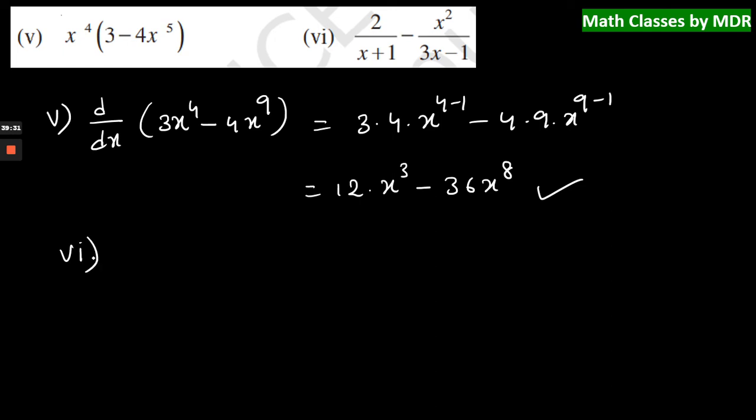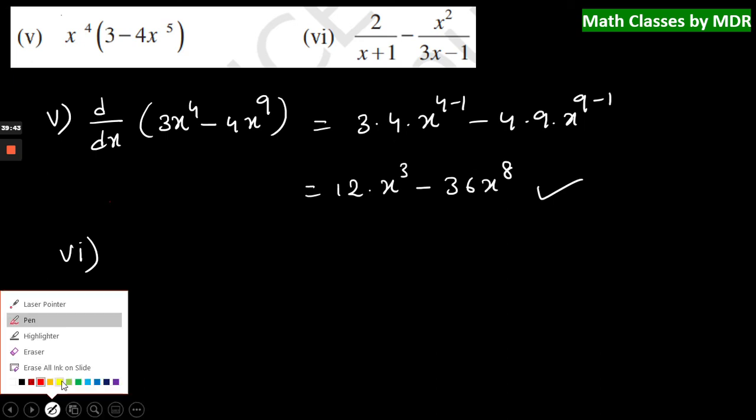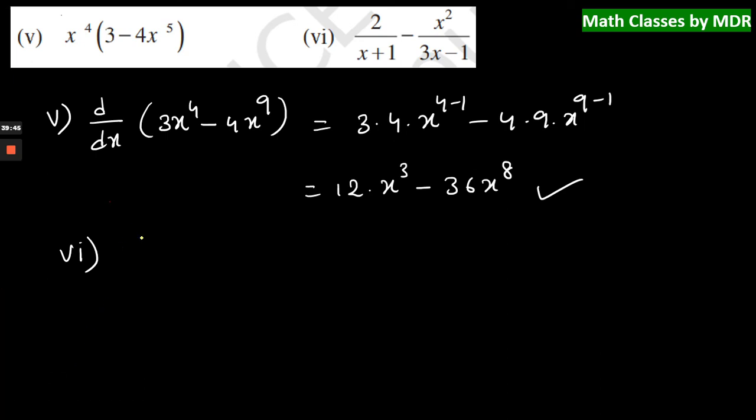What is the sixth one? 2 by (x plus 1) minus x square by (3x minus 1). So now let us take this. We have d by dx of 2 by (x plus 1). So can we take them as d by dx of 2 by (x plus 1) minus d by dx of x square by (3x minus 1).